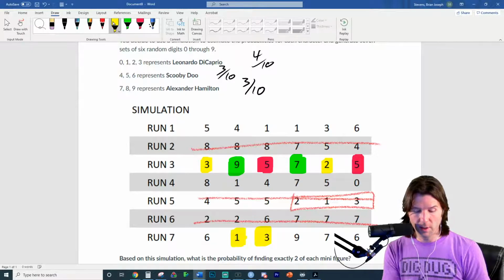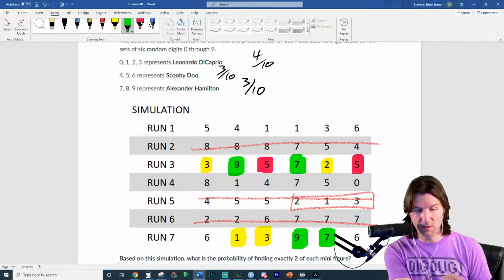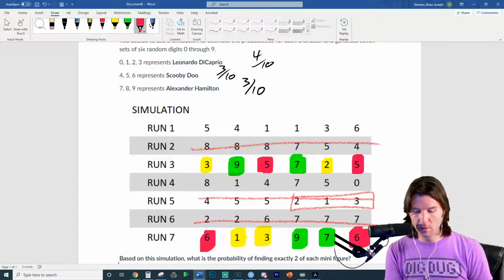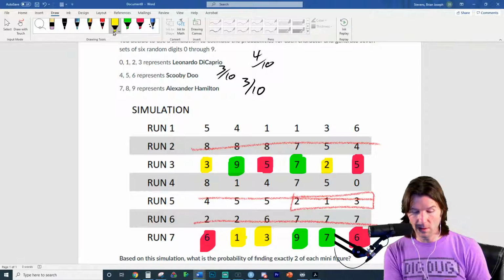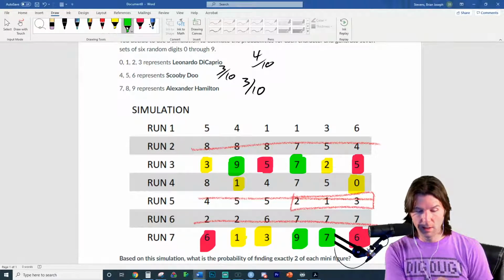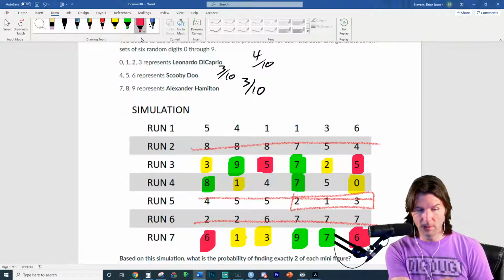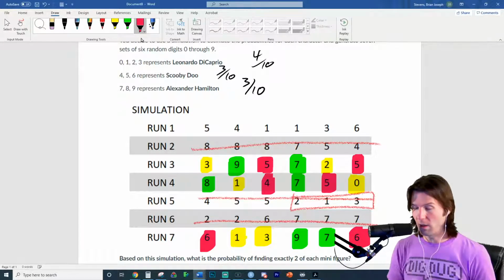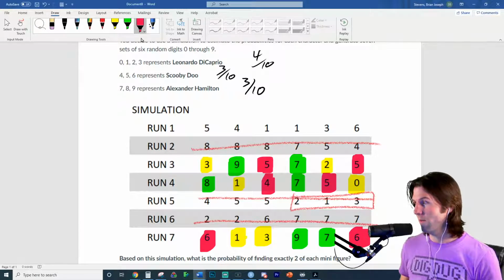Here's 2 Leonardo DiCaprios. Here's, is that going to be Alexander Hamilton's? Yeah, there's 2 Alexander Hamiltons. And here's 2 Scooby-Doos. And then where's Leonardo? Oh, good, 2 Leonardos. And then we've got our Alexander Hamiltons, and then we have our 2 Scooby-Doos. So the answer is going to be 3 out of 7.